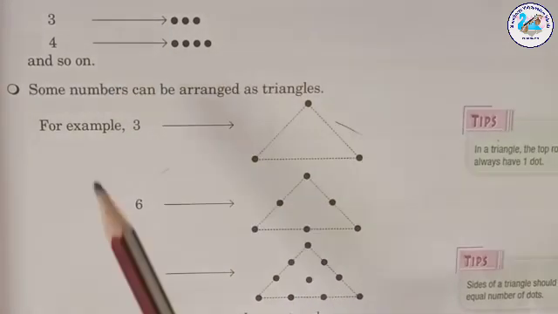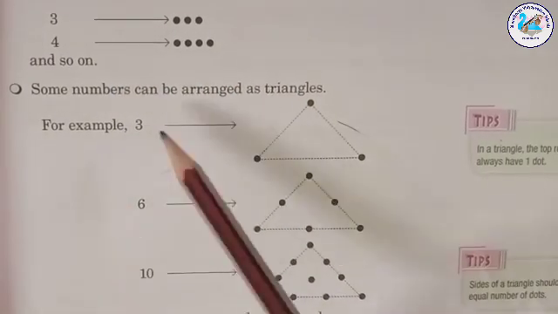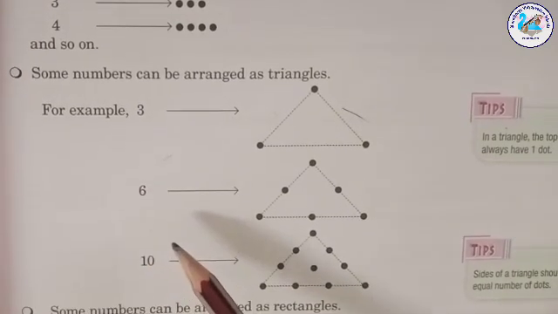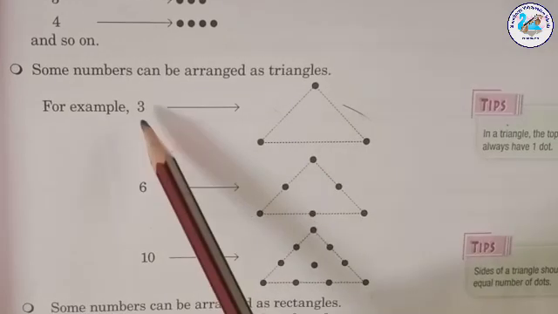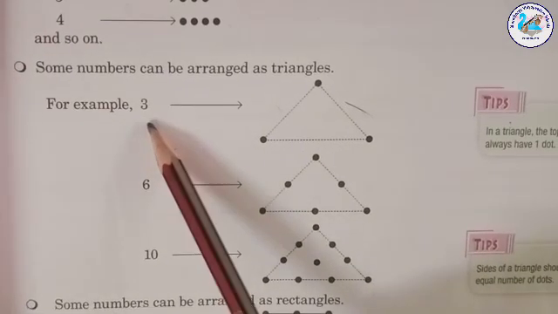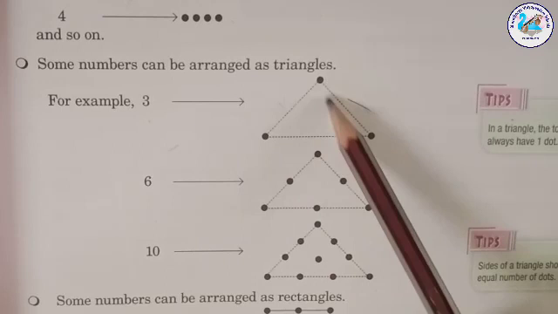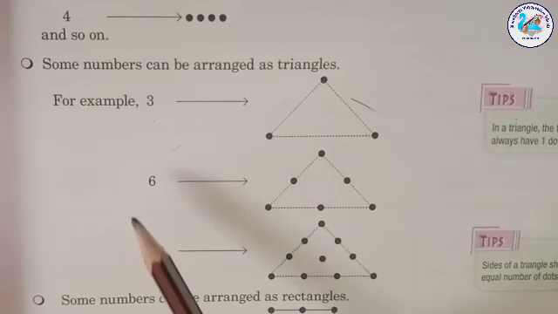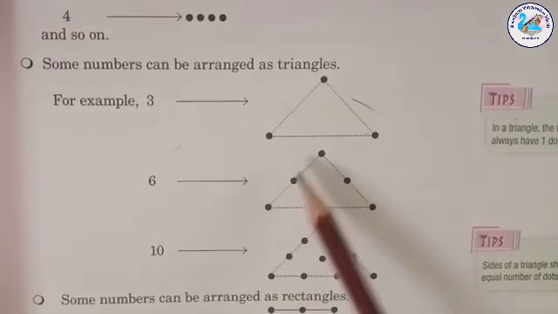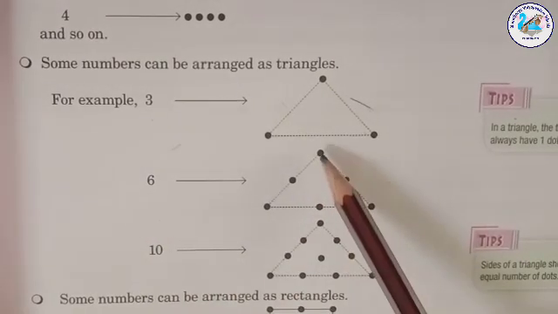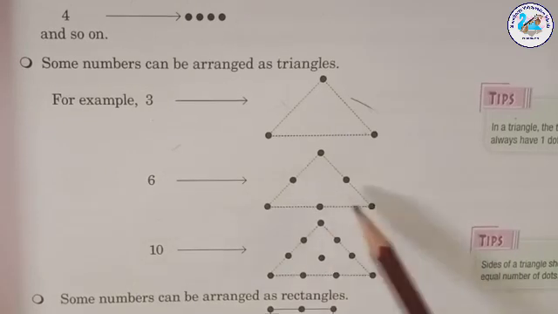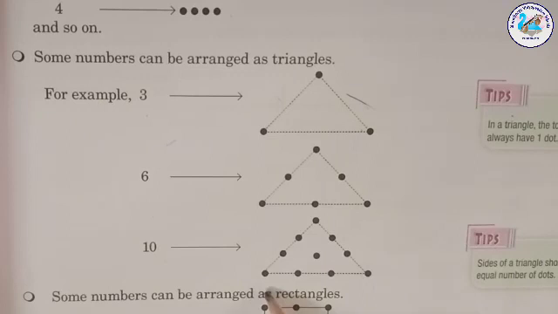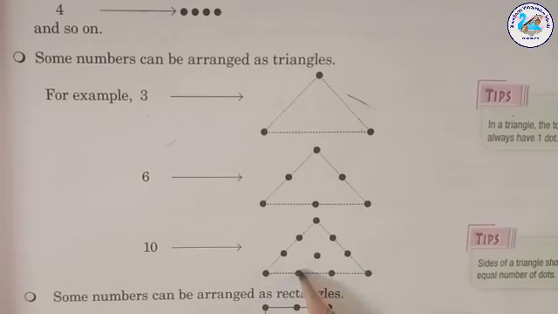Then next, some numbers like 3, 6 and 10 can be arranged as a triangle. First one, the number 3. The number 3 can be arranged as a triangle using 3 dots. The number 6 can be arranged as a triangle using 6 dots: 1, 2, 3, 4, 5, 6. The number 10 can be arranged as a triangle using 10 dots.